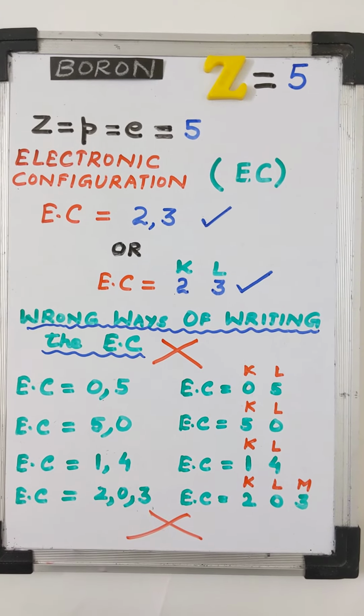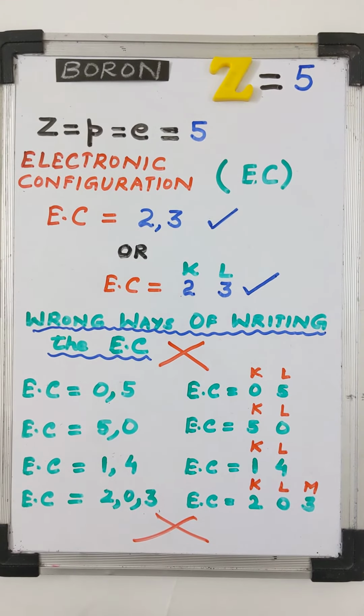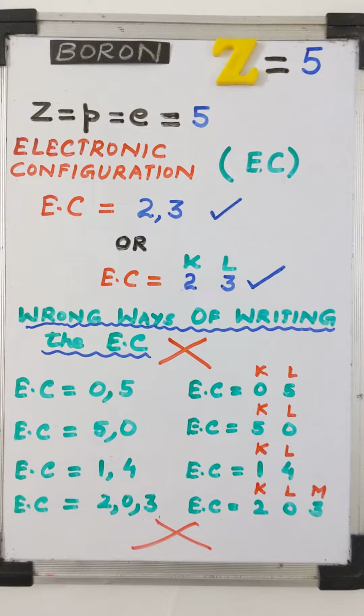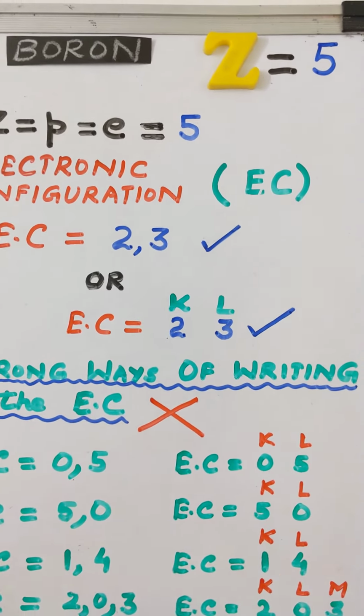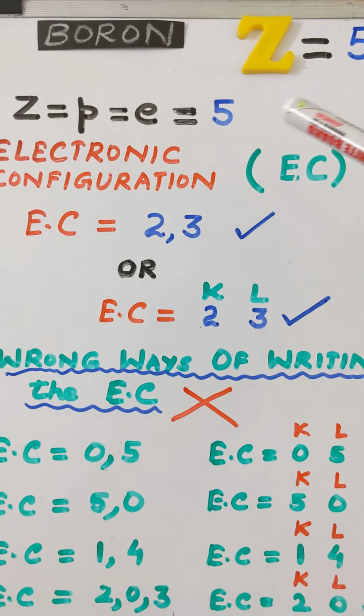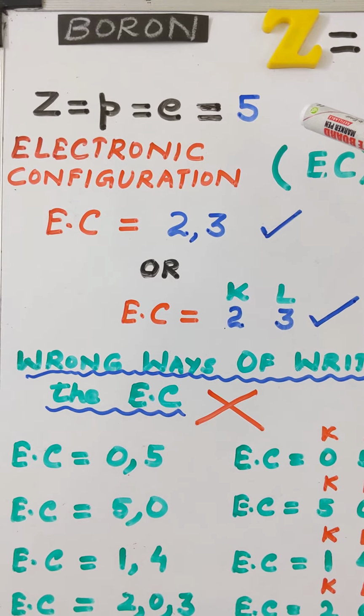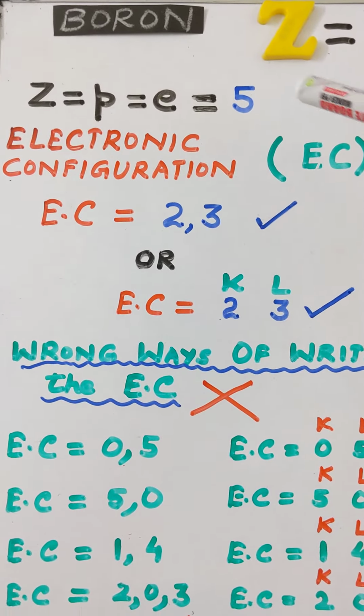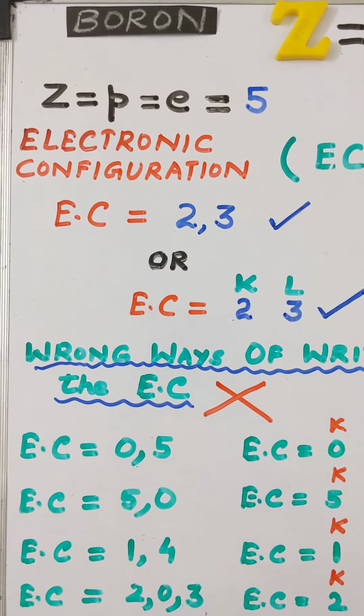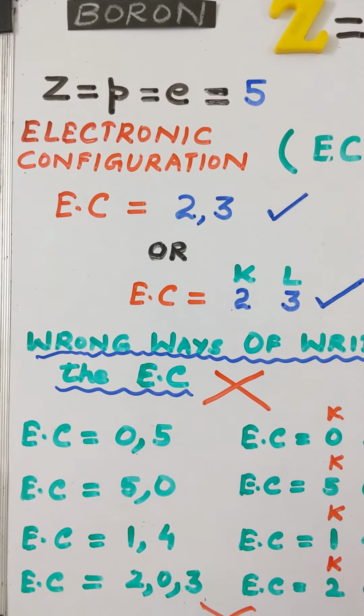Let us now try to understand the electronic configuration for the fifth element, that is boron. Boron has an atomic number, that is Z, of 5. Therefore, the number of electrons in boron are also 5, as per the formula Z equals P equals E. Now, let us try to arrange these 5 electrons in different shells. That means write its electronic configuration.